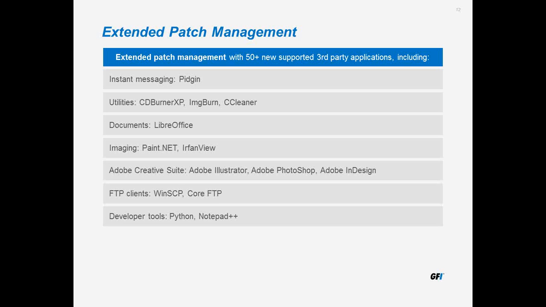We've extended the patch management to a little over 50 new supported third-party applications. And some of those are going to be the ones that you have listed here, for instance, instant messaging. We can now patch and do vulnerability updates and patches for Pidgin. If anybody uses multi-platform or multi-account messaging, that's a good way of doing that. As well as some other things like document imaging, some more detailed patch management on Adobe Creative Suite. We've added Adobe Illustrator, Photoshop, InDesign, and then developer tools, which is another one we've added, including Python and Notepad++. Again, these are just to name a few, but there are a lot of newly added patches for different third-party apps that we support now.